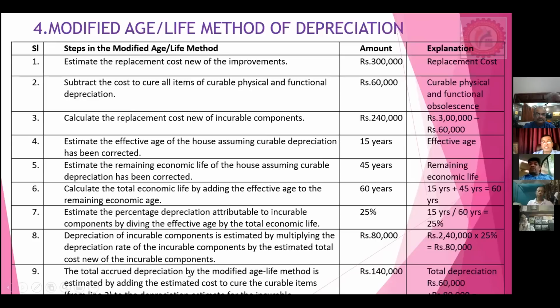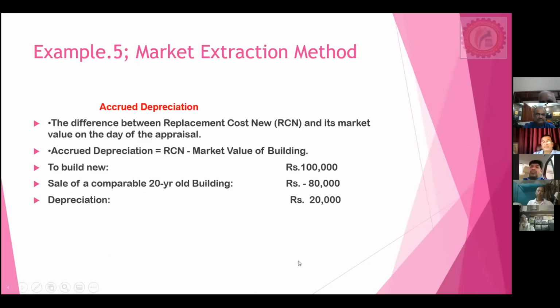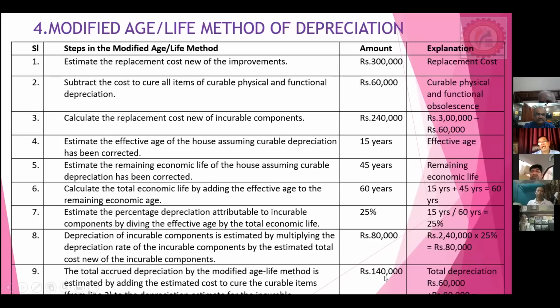So the total accrued depreciation by the modified age life method is 1,40,000. How did I get this depreciation of 1,40,000? This is 60,000 plus 80,000. 60,000 is the curable, that is the functional depreciation, functional obsolescence. And from the formula, I have got 80,000. 80,000 plus 60,000, the total depreciation will be around 1,40,000. So this is how, from the modified age life method, you can calculate the depreciation.